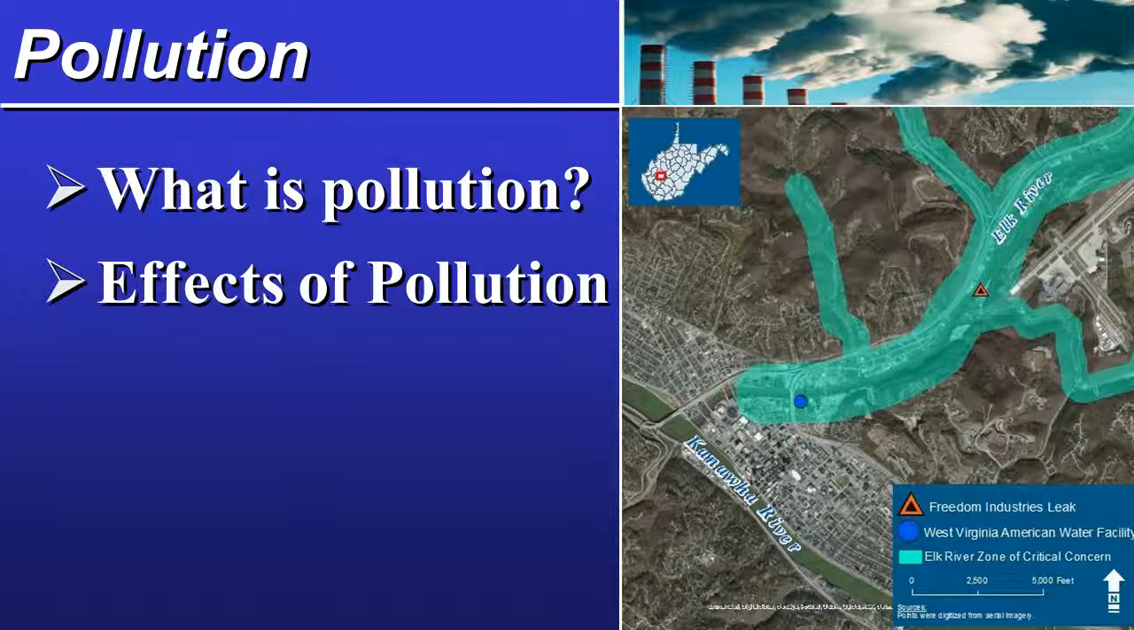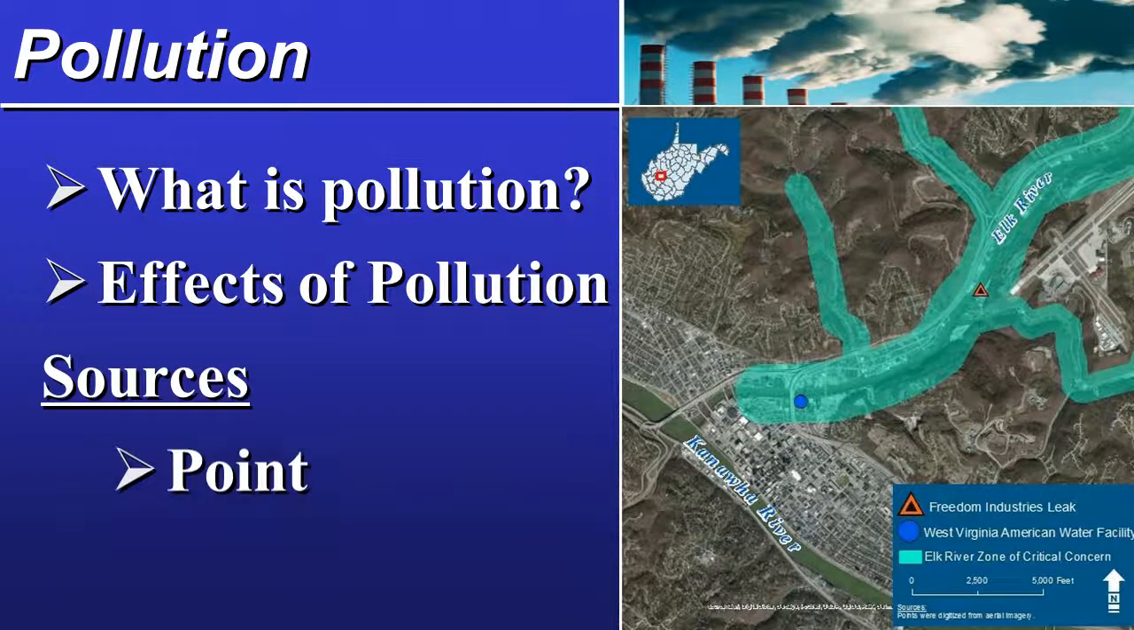Pollution can be natural or man-caused. Natural forms of pollution, best example I could give you is a volcanic eruption. Man-caused examples would be burning of fossil fuels or discharging chemicals into a stream. We typically categorize pollutants into one of two source categories: point source pollution or non-point source pollution, and I will talk about those more in the next couple of slides.